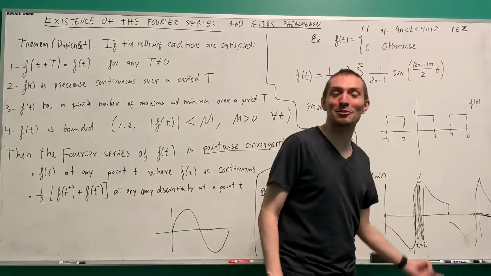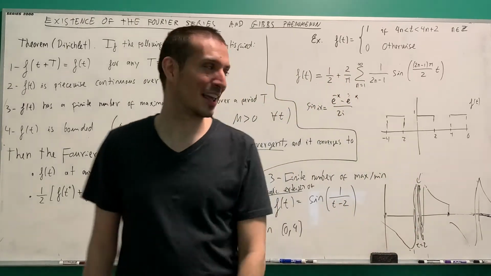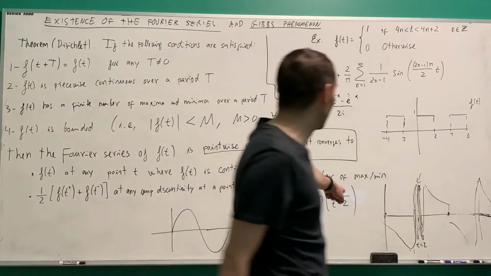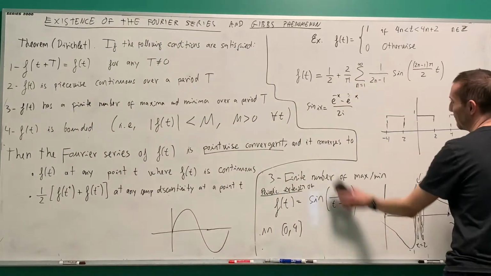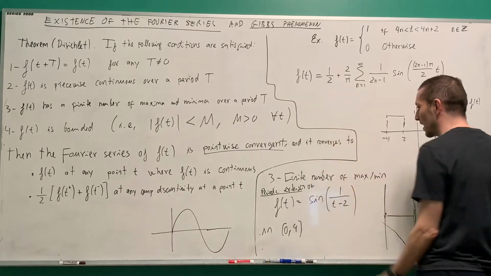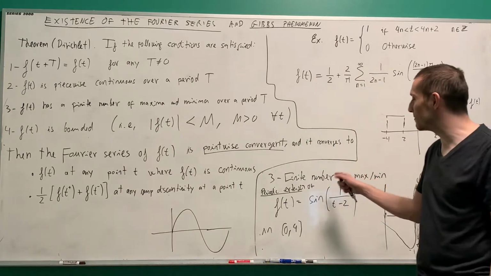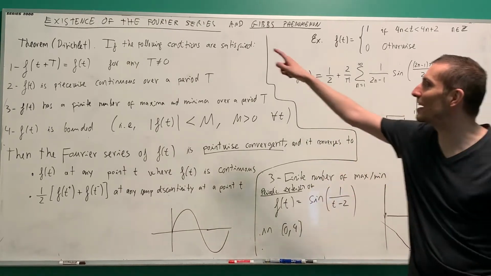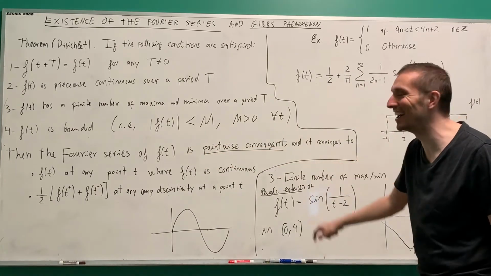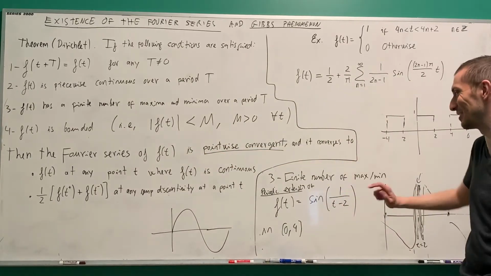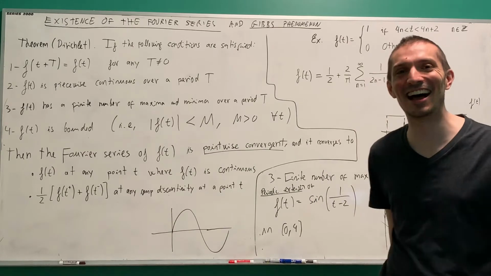Instead, it does an infinite number of oscillations close to 2. Very ill function, very ill, and very simple, and very ill at the same time. Anyway, having a finite number of maxima and minima, this function would satisfy every other condition except for number 3. Number 3 is not satisfied, and this thing doesn't have a Fourier series.